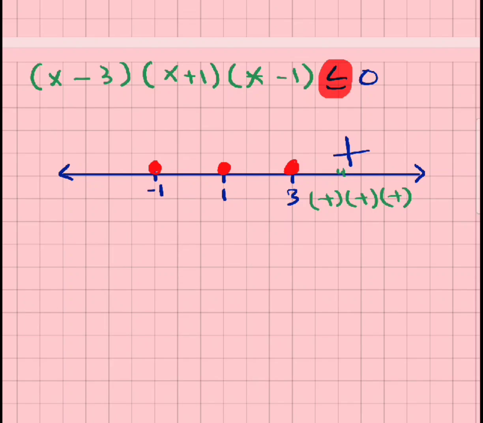Now let's pick a number between 1 and 3. So let's try 2. So 2 minus 3 is negative. 2 plus 1 is positive. 2 minus 1 is positive. So these 3 signs, when multiplied together, will give us a negative number.